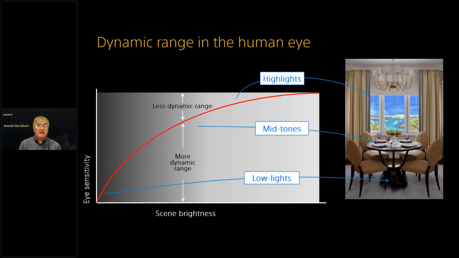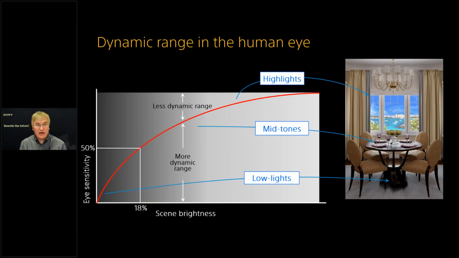Now, the sensitivity of the human eye is basically logarithmic, and the dynamic range can be represented by this line here. We have more dynamic range or more latitude at the bottom than we do at the top. In other words, we tend to see more detail in the midtones and the shadow areas of a picture than we do in the highlights. If you're outside looking at the sky, you tend to see the detail in the clouds crushed. We tend to see more detail in the shadows.